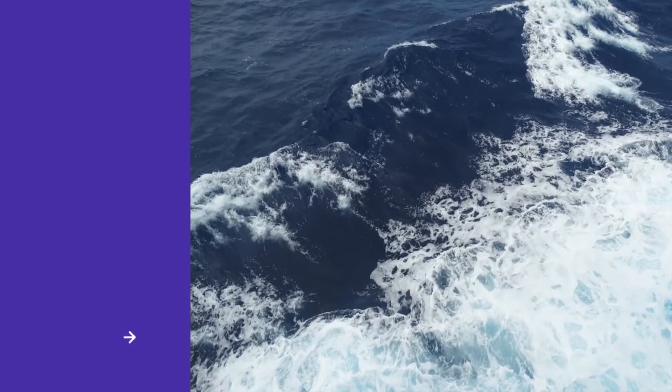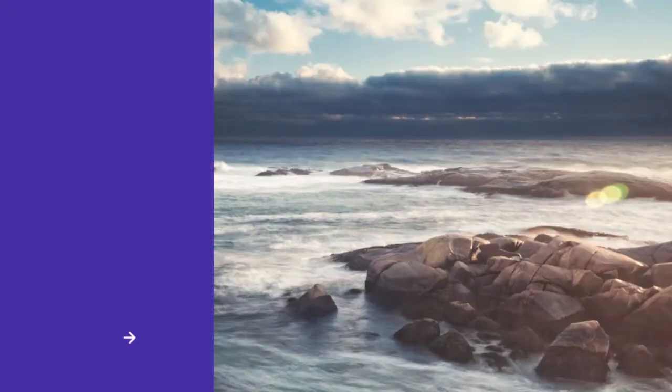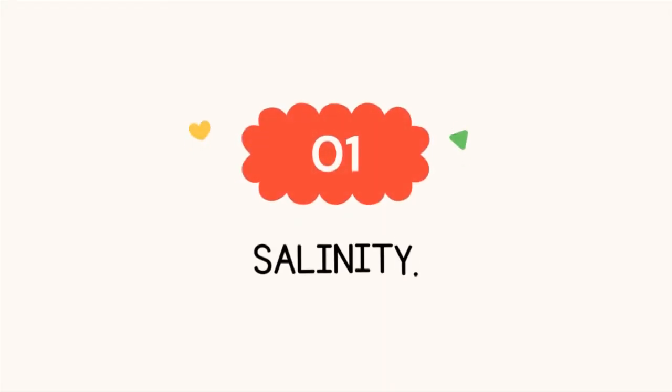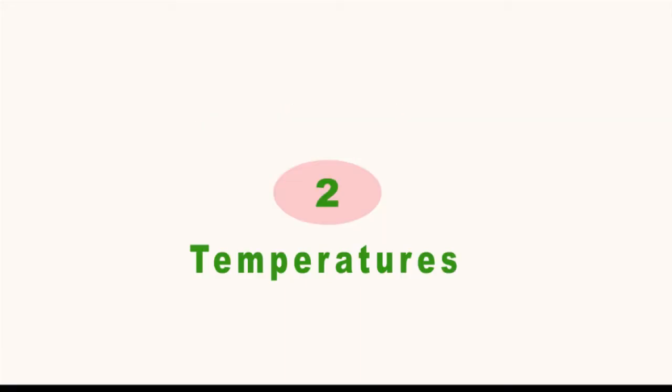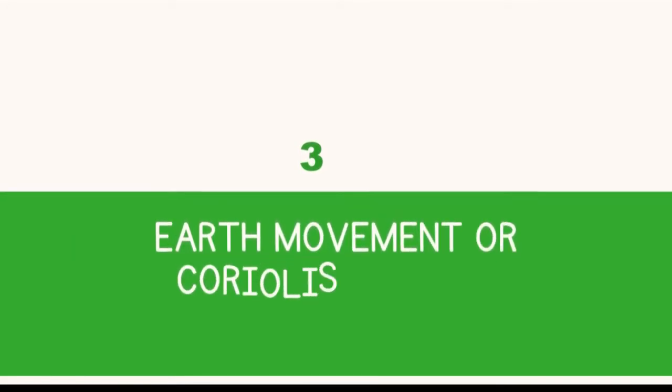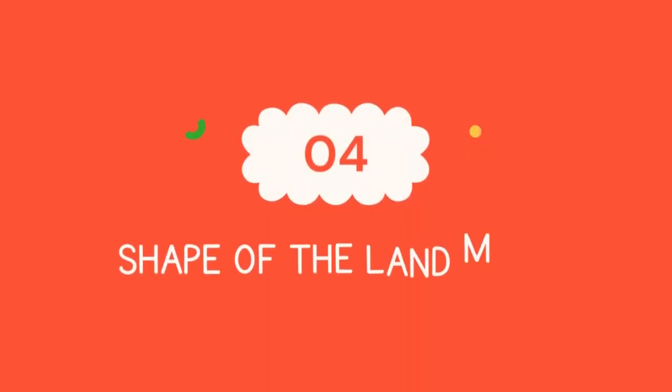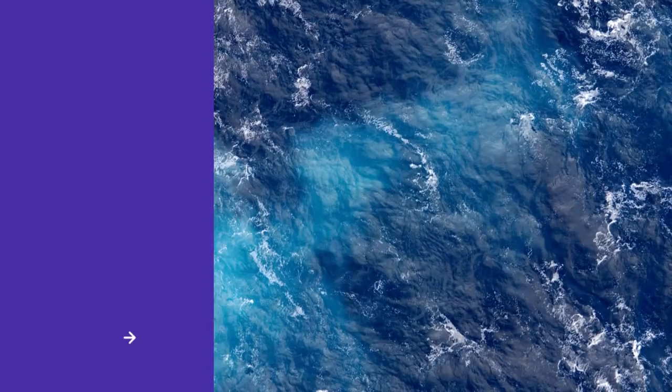But denser water that is cold or highly saline tends to move underneath the ones that are warm and less saline. Factors that affect movement of ocean waters are salinity, temperature, rotation of the earth, as well as landmass.